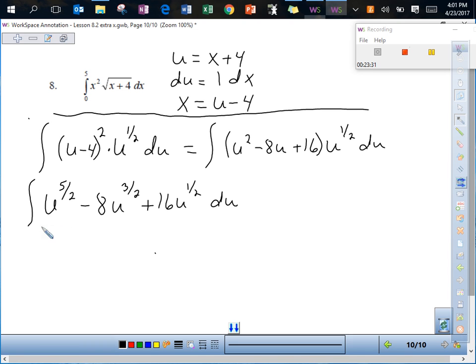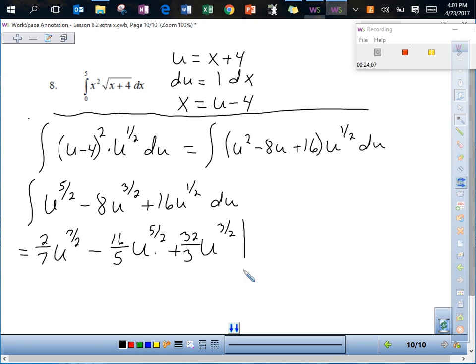Now let's go get our antiderivative. So add 1, it looks like I'm going to have a 7/2. So I'm going to have 2/7 u to the 7/2 minus, add 1, looks like 5/2, multiply by 2/5 and get 16/5 plus u to the 3/2, multiply by 2/3, and looks like I'm going to get 32/3.